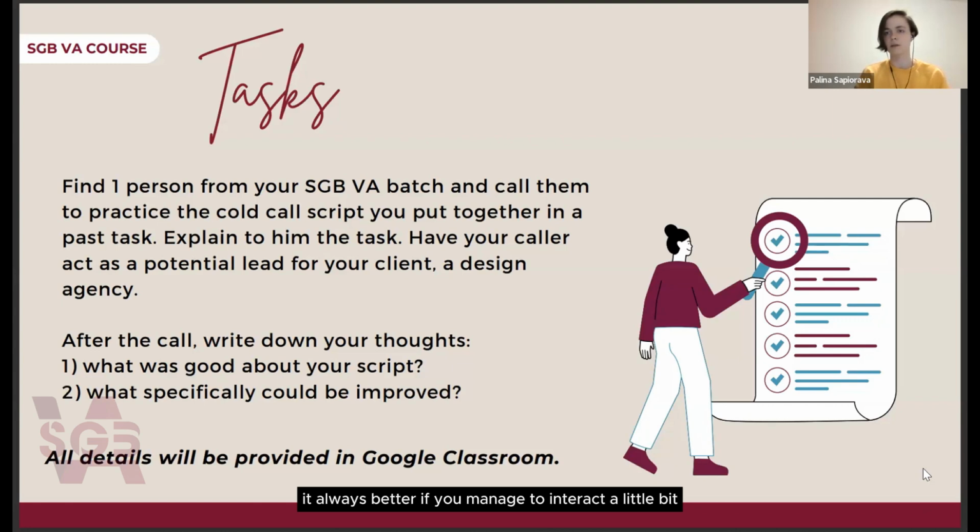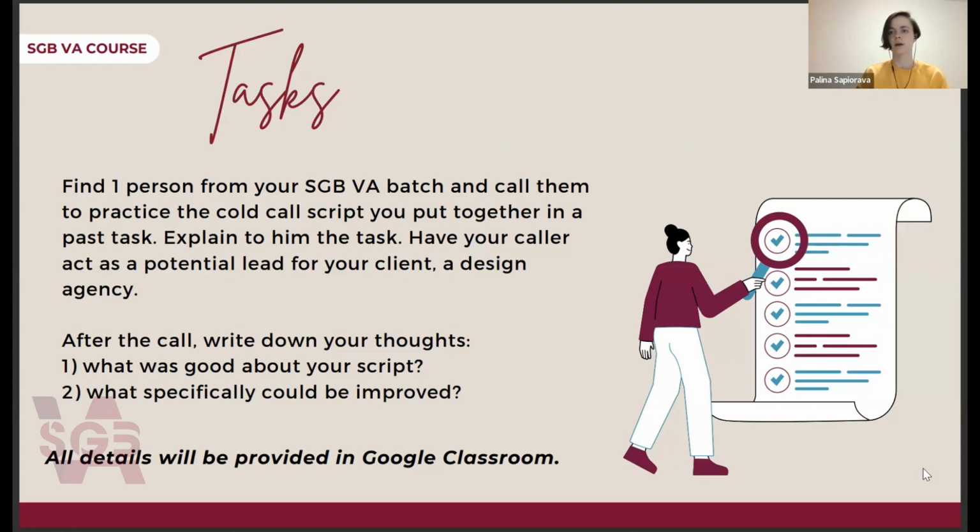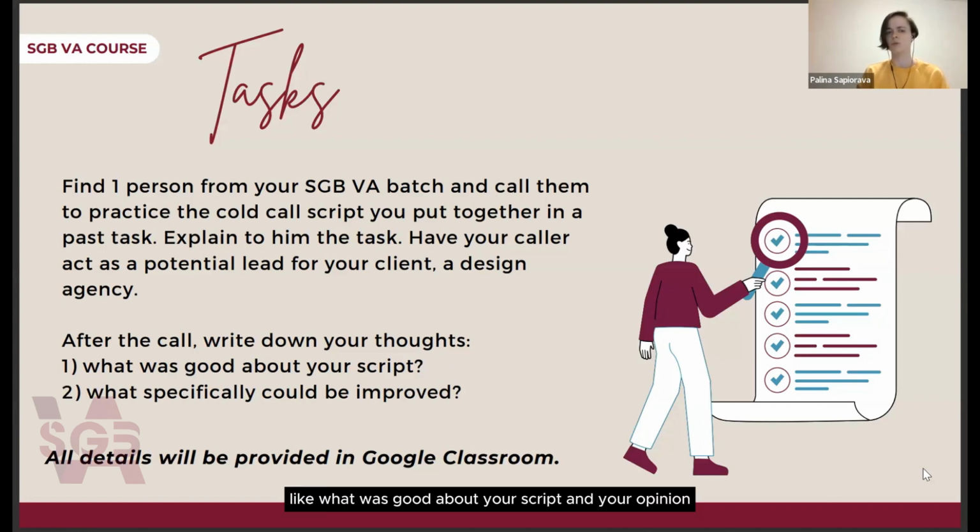It's always better if you manage to interact a little bit to understand how effective your script is. And in the end, write down your thoughts, like what was good about your script in your opinion? What specifically could be improved? Probably you will realize that there are some things that you can improve in the script. And again, all the details will be provided in Google Classroom as usual.